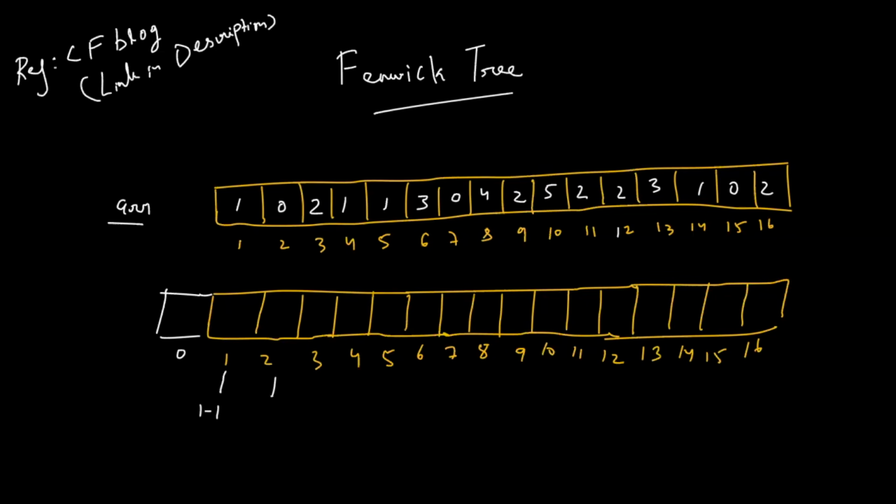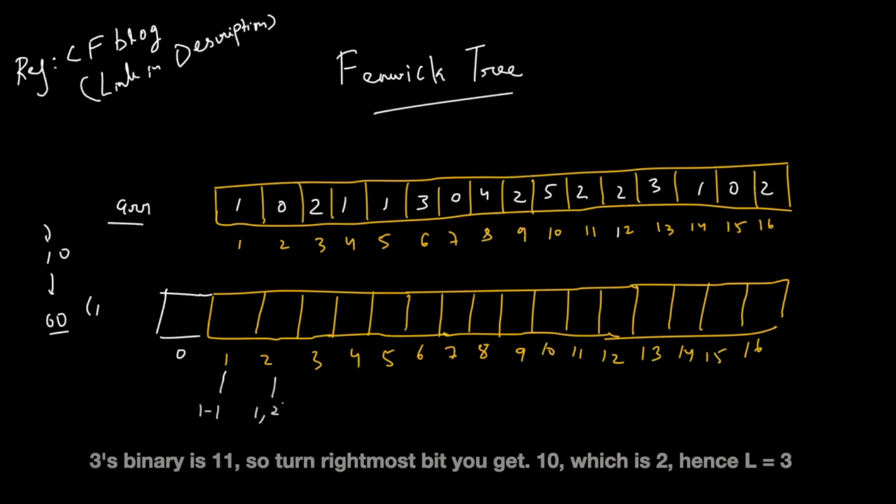So for 2, what is the binary representation? The binary representation of 2 is 1, 0. If we turn off the rightmost set bit, that is 1, we get 0, 0. So that means L will be 1. So we write 1, and what will be R? 2 itself. So 1, 2.